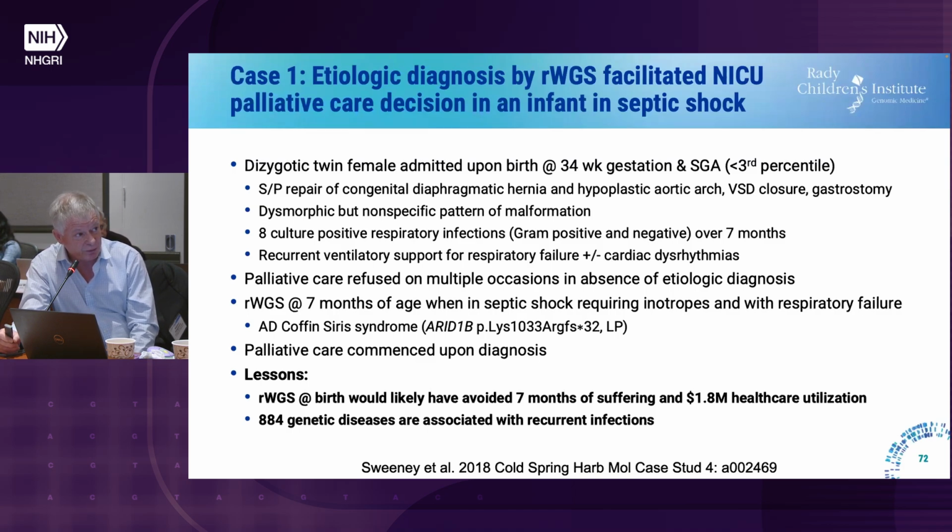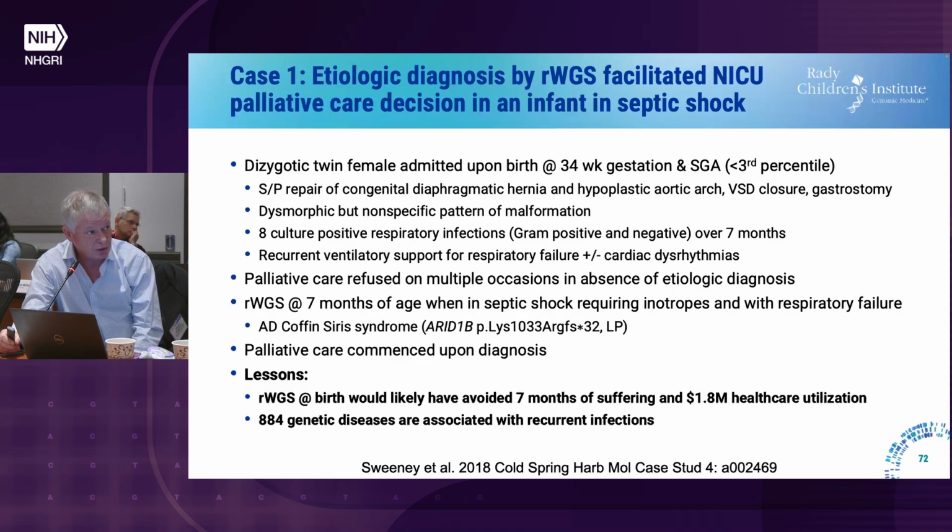And these are very severe, as evidenced by sequentially requiring being put on a ventilator, on ECMO, for cardiac and respiratory support. The family are asked on several occasions about palliative care being an option for this baby, but there was no etiologic diagnosis, and they held out hope that she would grow out of this. So finally, at 7 months of age, a genome was ordered. At that time, the baby was in another of these septic shock events and required both inotropes and ventilatory support.